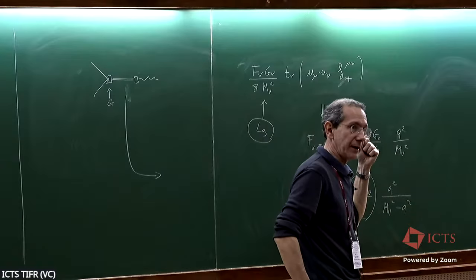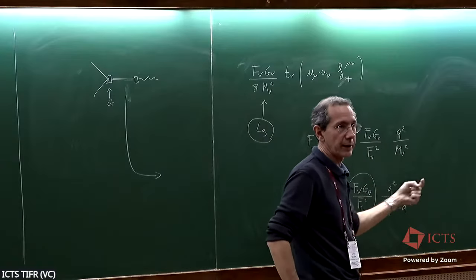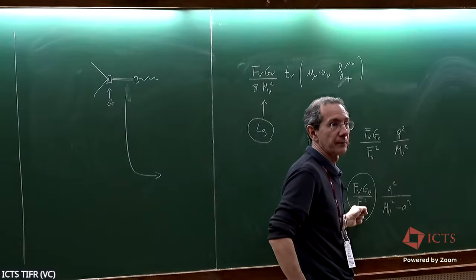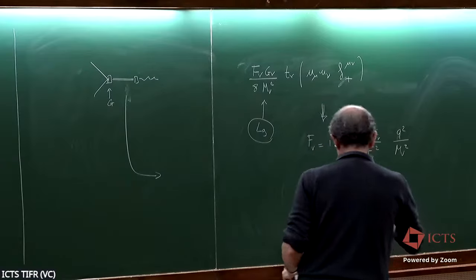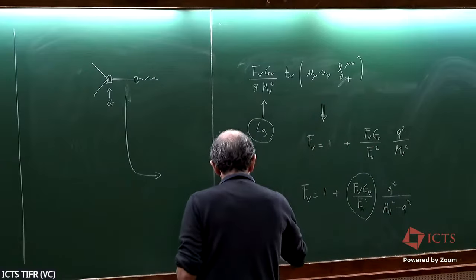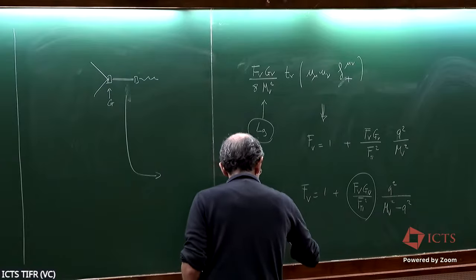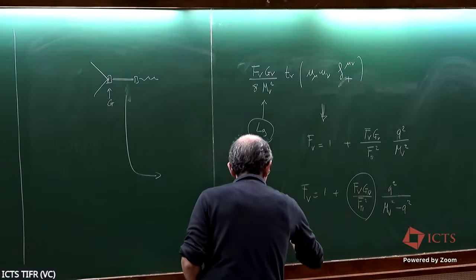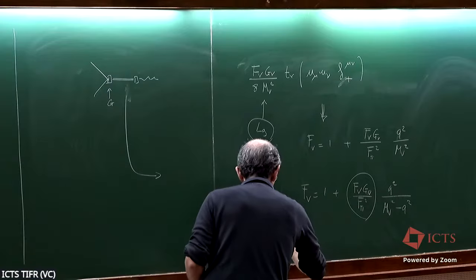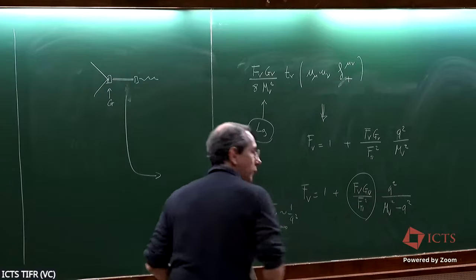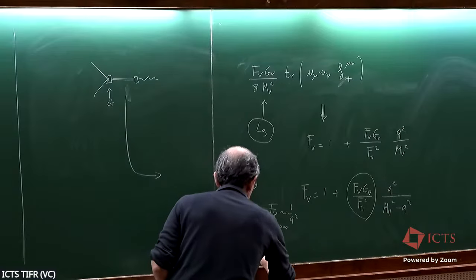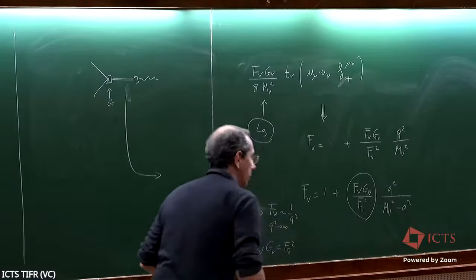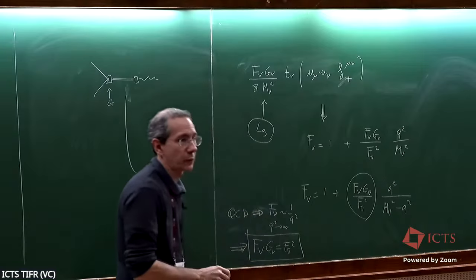Now, if I really want this to go like 1 over Q squared, and this is my QCD input, then I get the relation between F_V G_V and F pi squared. So you see this is the power. Then QCD tells me that this form factor should go like 1 over Q squared as Q squared goes to infinity, and therefore implies that F_V G_V has to be equal to F pi squared. So this is one of these thumb rules.